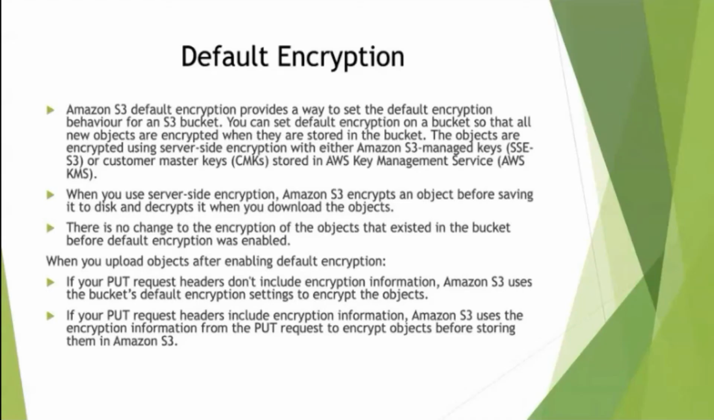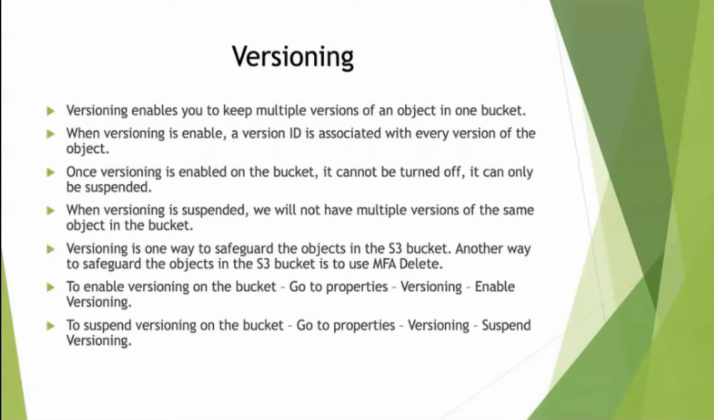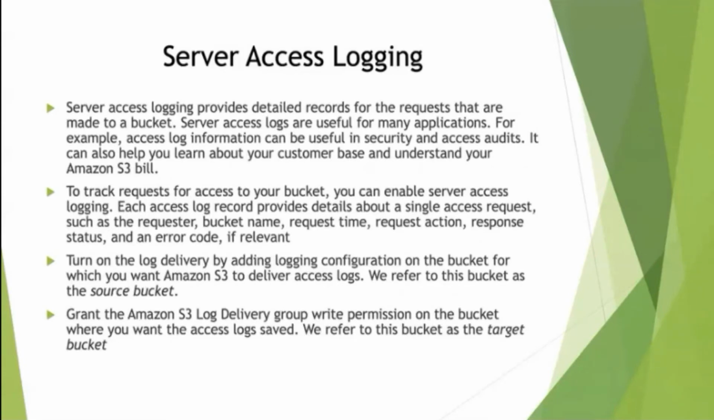Just to go back and look at each of the properties at a high level, versioning allows you to enable multiple versions of your objects in an S3 bucket. You can only enable versioning, and you can only suspend versioning. You cannot totally disable versioning forever.